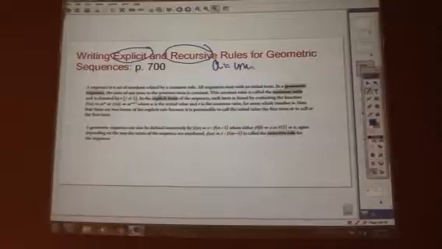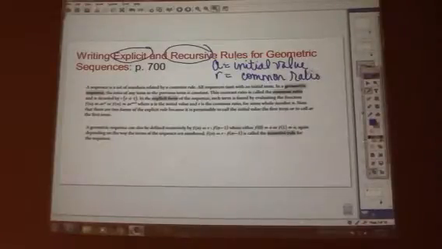a equals initial value, which means the number we start with is the a. And r is the common ratio. Write that in your notes. r is the common ratio. That's the number we're multiplying by each time. The common ratio.